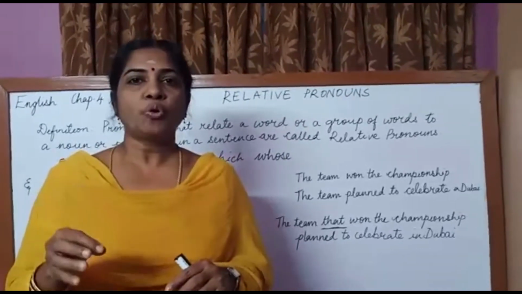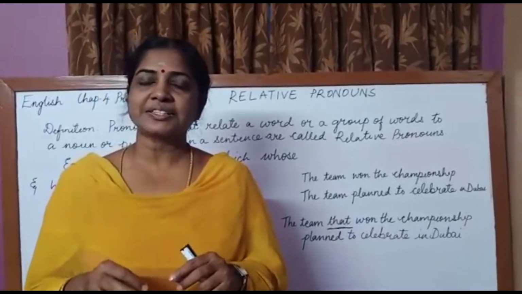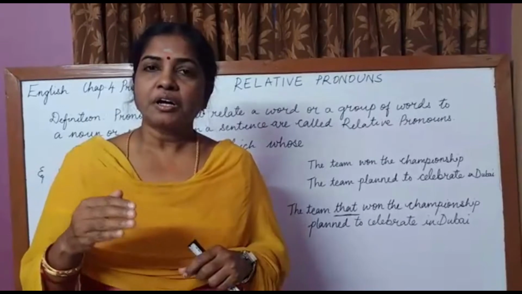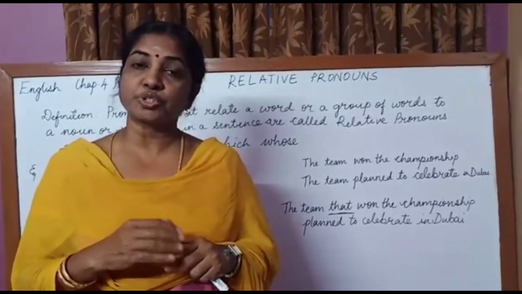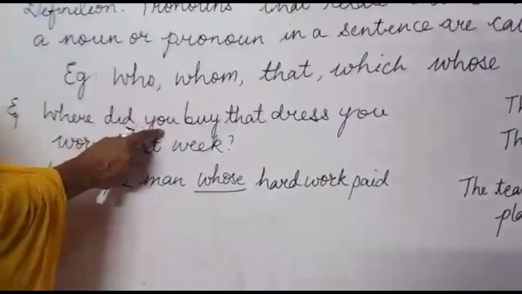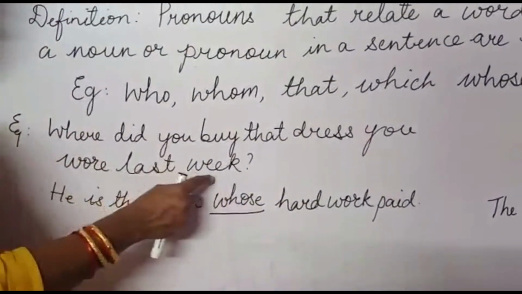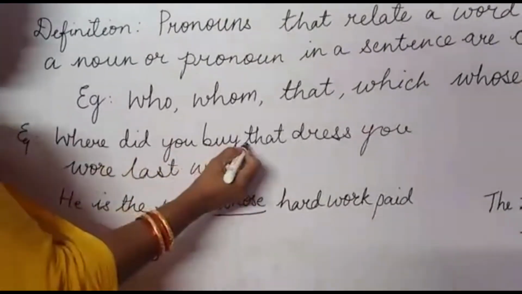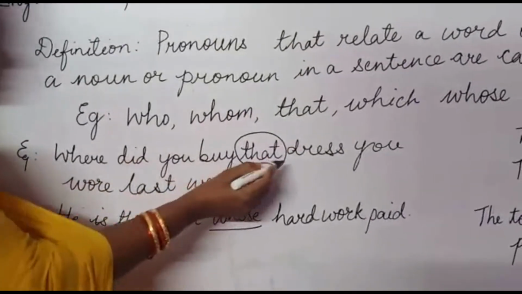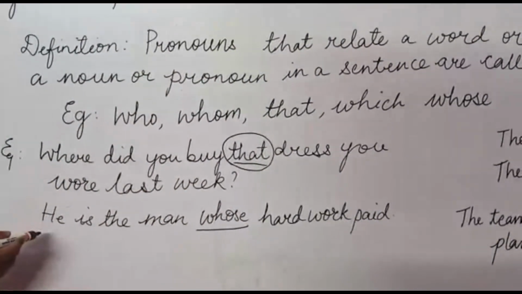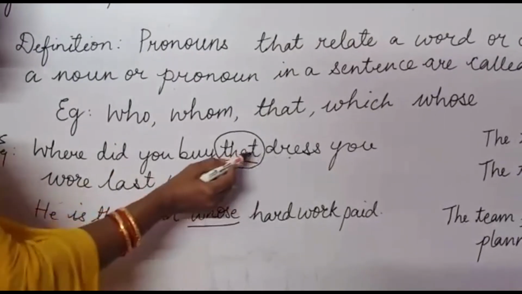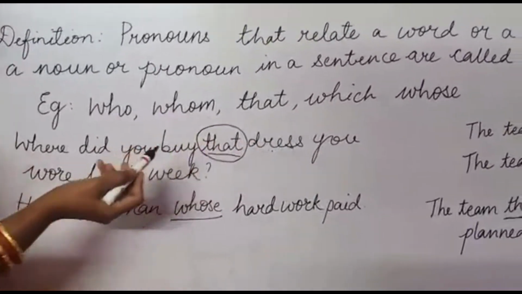And here, who, whom, and whose are used in sentences when they refer to people or animals. That and which are used to refer to objects. Let us check the examples. Where did you buy that dress you wore last week? So I am talking about a dress which was worn by someone last week. So that is the relative pronoun. Now here dress is a thing or object, so we are using that.